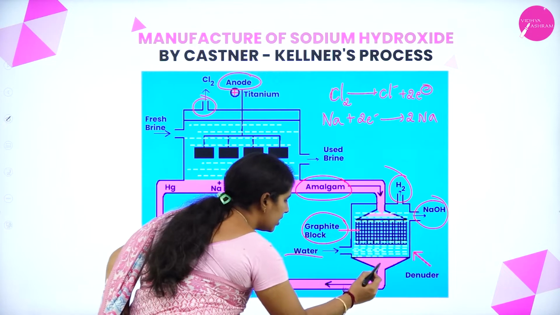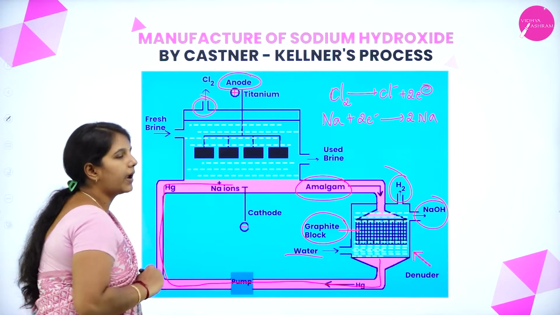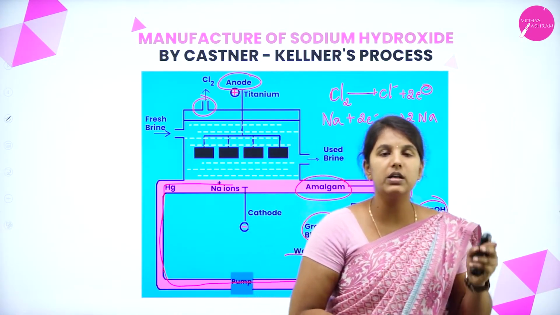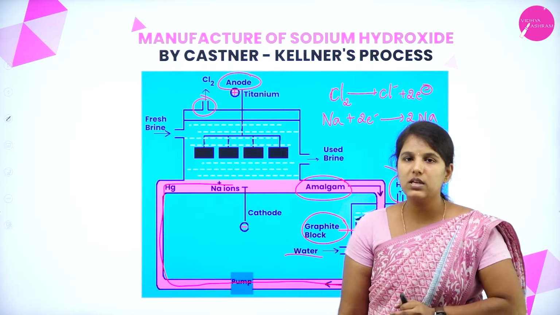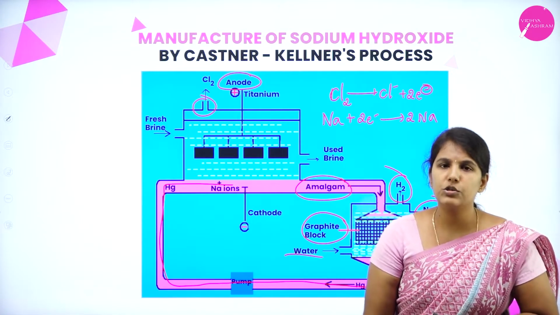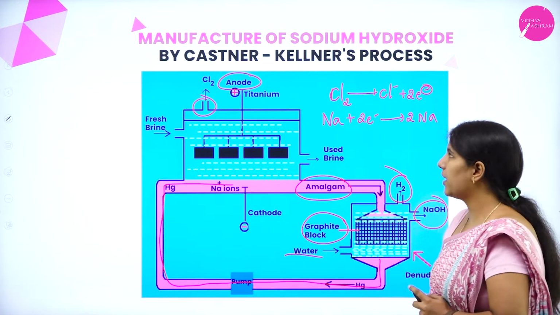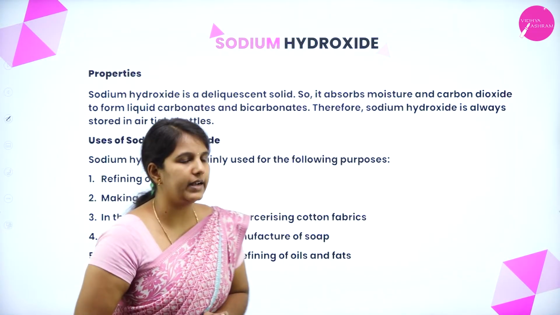The remaining mercury is pumped back again to combine with the sodium ions to form sodium amalgam. This is how, by using this Castner-Kellner method, we can easily prepare sodium hydroxide. I hope you have understood this manufacturing process. Let's see the properties of sodium hydroxide now.